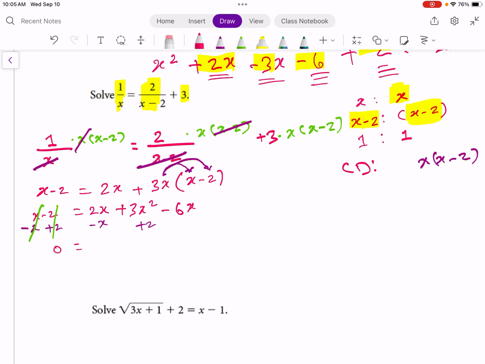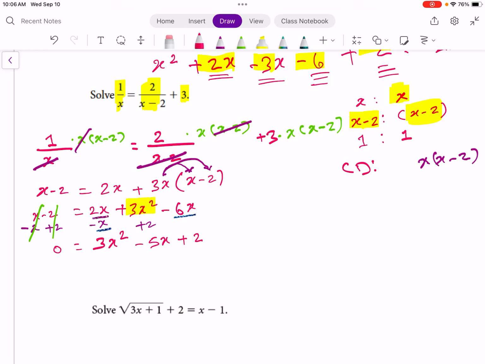Now let me write the square term first. We always want to write in order, so it's 3x squared. Then we have like terms, so 2x minus 6x minus x. What is that? 2x minus 6x, that is minus 4x, and minus x, that is minus 5x. Then we have plus 2.